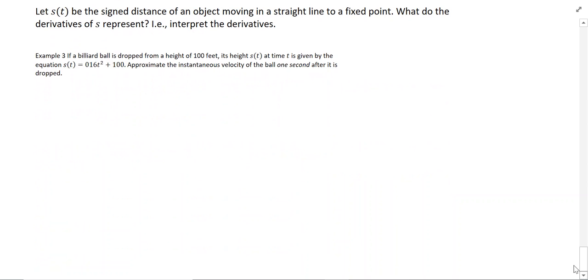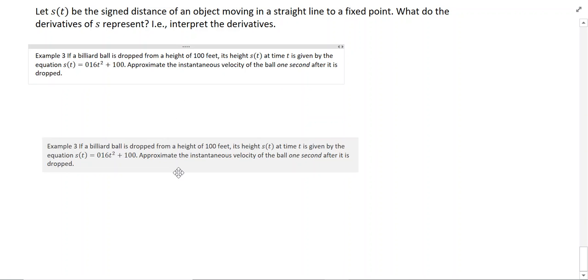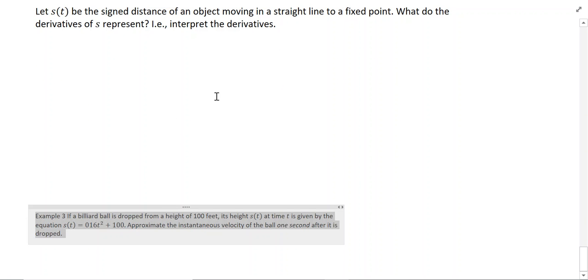Okay, so the idea is of connecting the derivative to motion, okay, and what derivatives tell us about motion. So imagine S of t is the signed distance of an object that's moving in a straight line to some fixed point. So S of t is a distance, okay? And then we're asking the question, what do the derivatives of S represent?